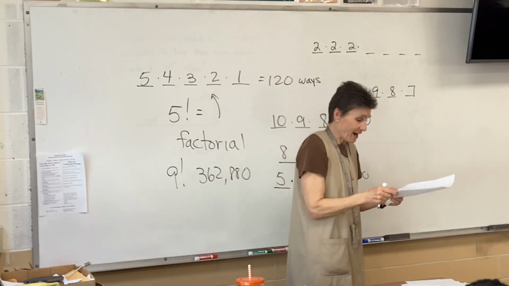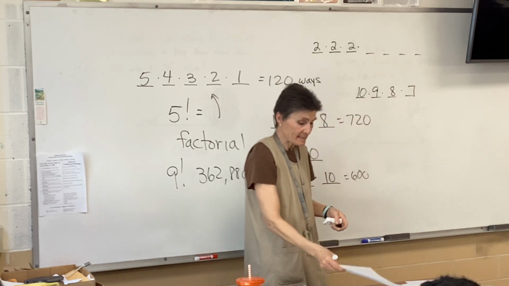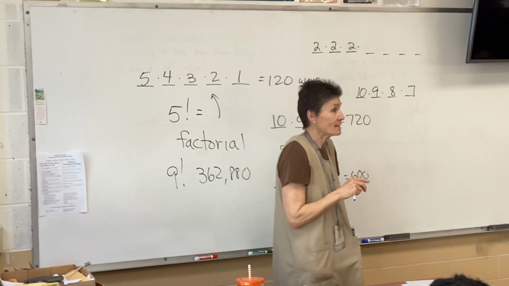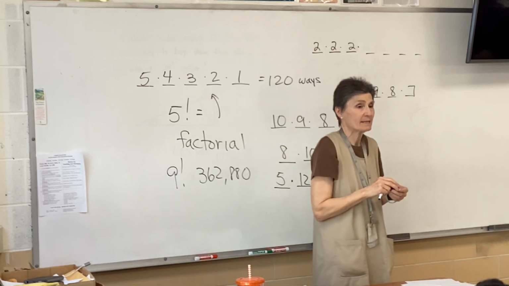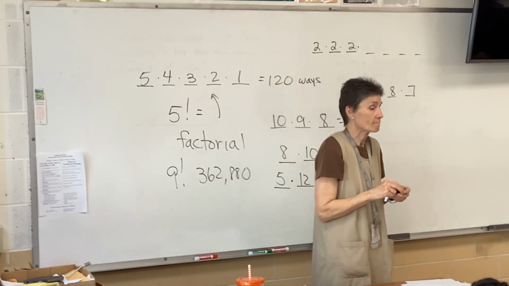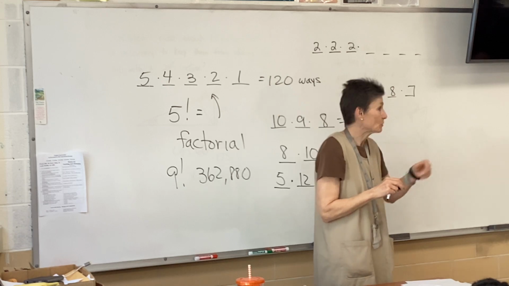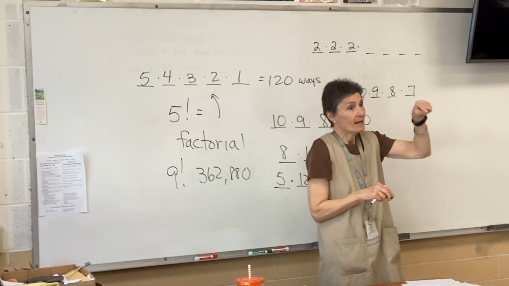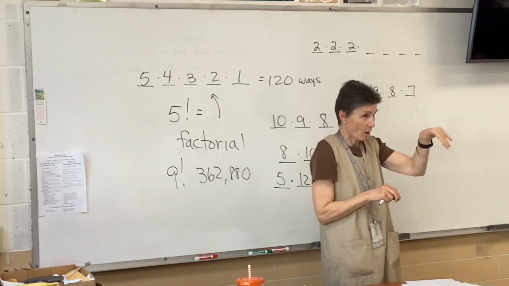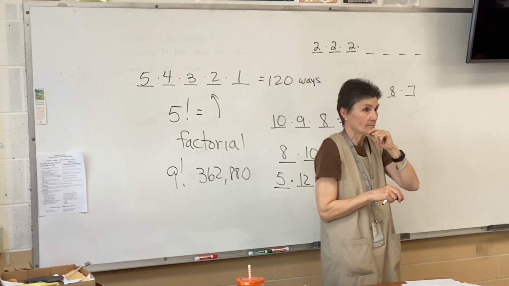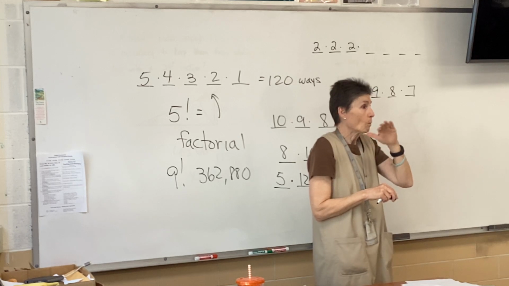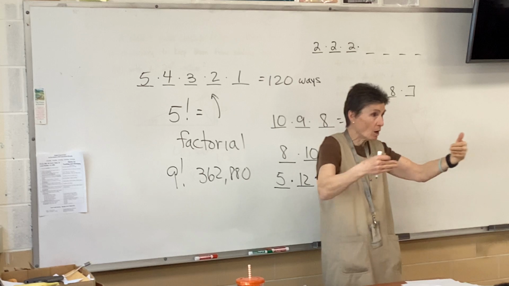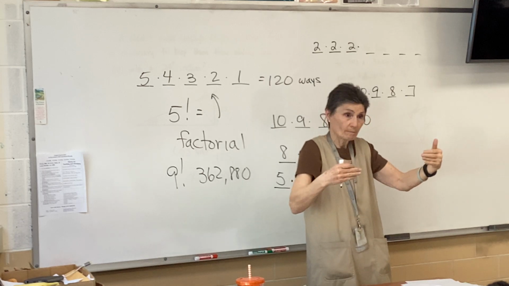How many ways can 5 people be seated in a circle? All right, let's back up. How many ways can 5 people be seated in a row? 5 factorial. Let me say this again. N things in a row is n factorial. So whether it's people or books, it doesn't matter. If you're putting something in a row, it's n factorial.